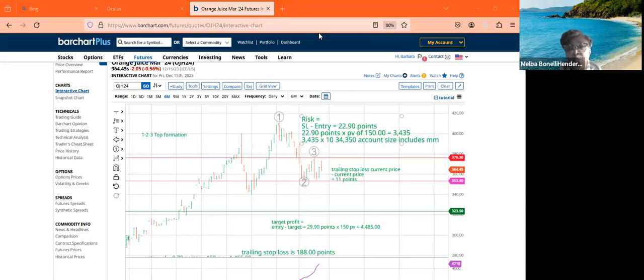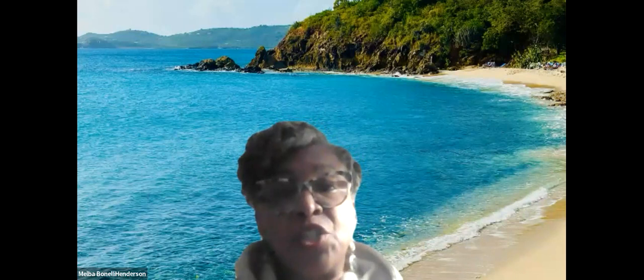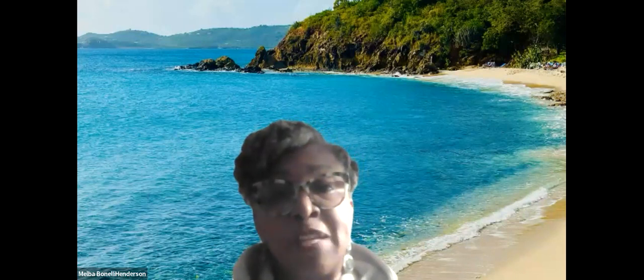And so at this point, we're going to toggle between Barchart and TradeStation. So we're going to go into TradeStation and show you how the platform is set up.